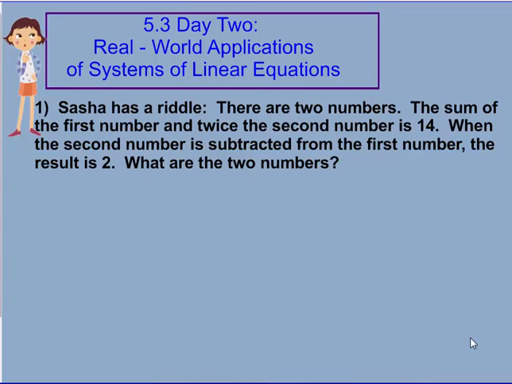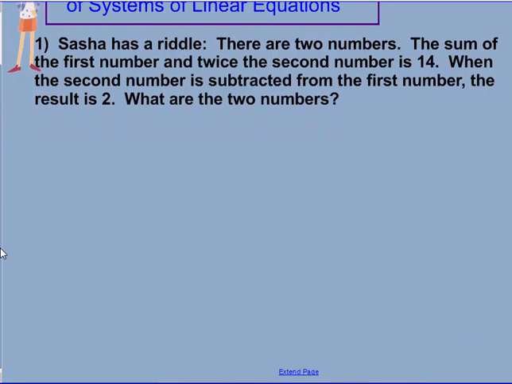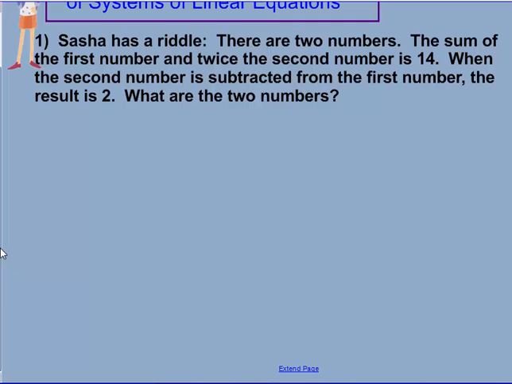So here's question 1. Sasha has a riddle. There are two numbers. The sum of the first number and twice the second number is 14. When the second number is subtracted from the first number, the result is 2. What are the two numbers? So I have two unknowns.